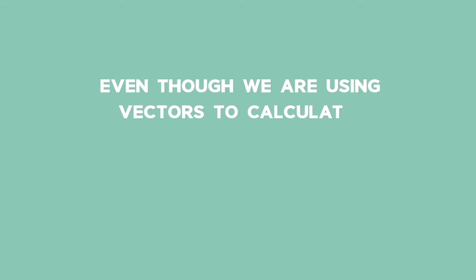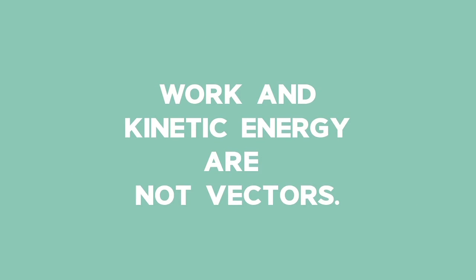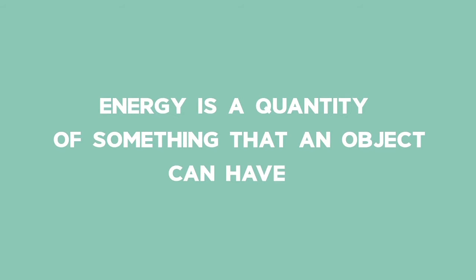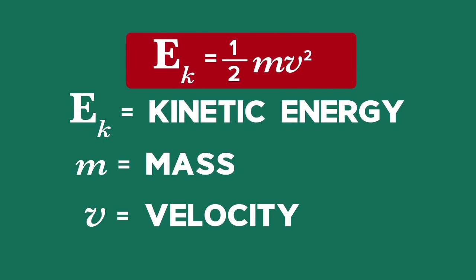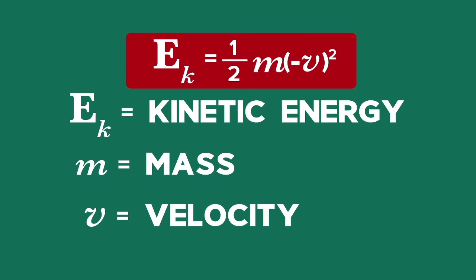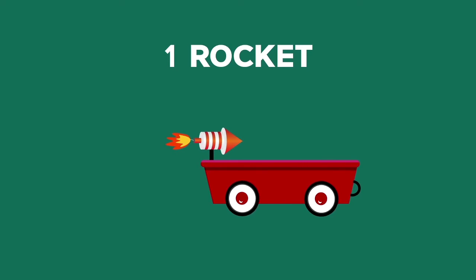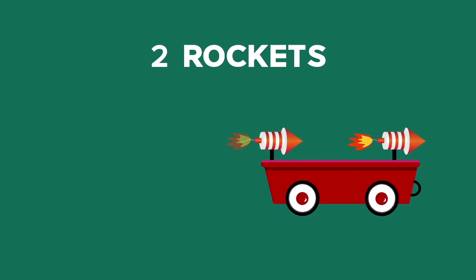Here is where things get a little tricky. Even though we're using vectors to calculate work and energy, the answers to these questions are not vectors. Energy is simply a quantity of something that an object can have. Kinetic energy has velocity squared, so even if the velocity is negative, the answer to the equation would always be positive. An object can never have a negative energy. It can lose energy, but never have a negative value.